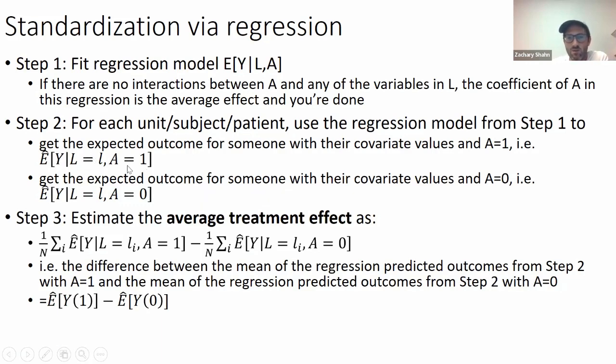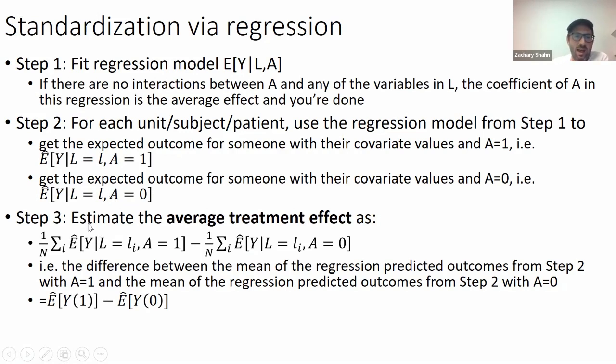So with A equals 1, whether or not they were treated, you set their treatment to 1 and you predict what their outcome would be with their covariates. And then you do the same thing with A equals 0. Whether or not they were treated, you set their treatment to 0 and you predict what their outcome would be given their covariates. And once you have all those predictions, then you estimate the average treatment effect as the difference of the averages of the predictions from step 2.